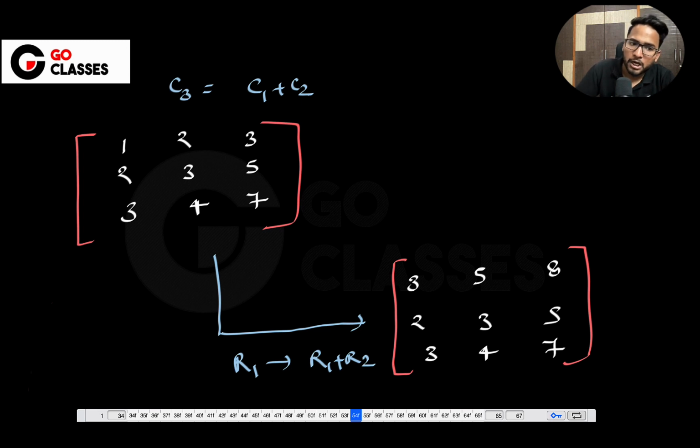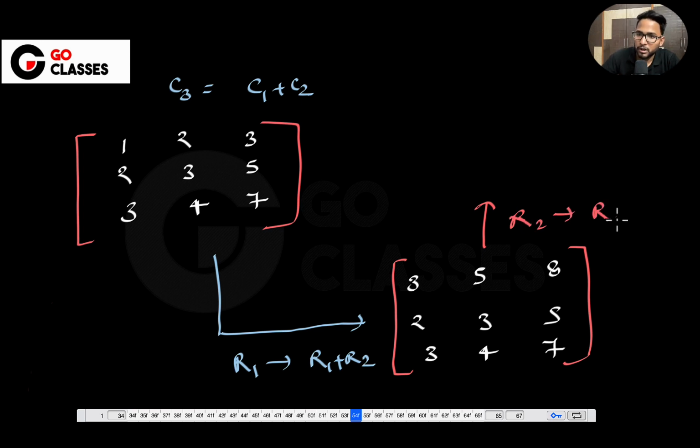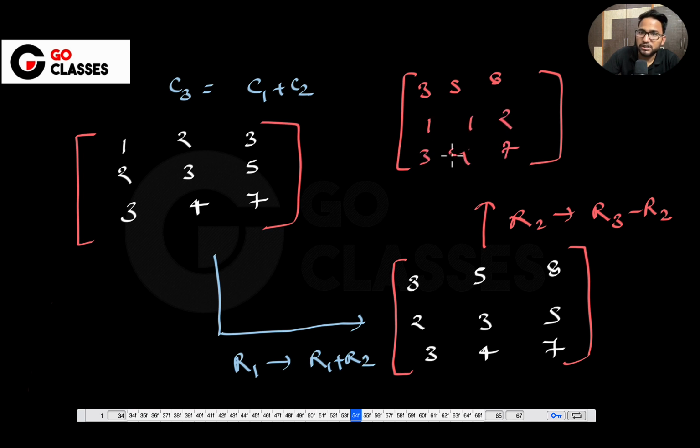You do one more elementary row operation, or any number of elementary row operations. Maybe you do R3 minus R2, anything. Then if you do R3 minus R2, you will get this is 3, 5, 8. We are replacing R2 by R3 minus R2. So 1, 1, 2. This is 3, 4, 7. Now just check whether the sum of these two gives you this or not. 8, 2 and 7, right?